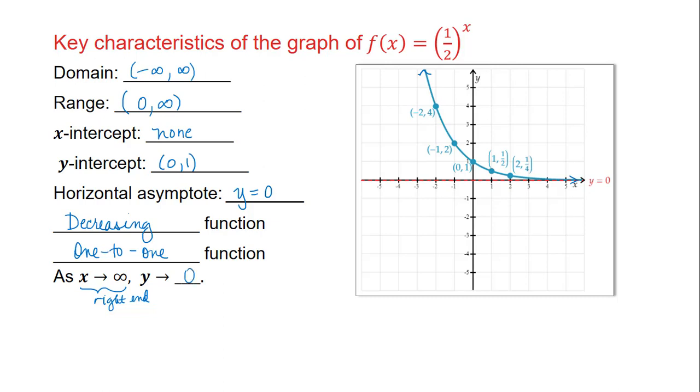If we want to fill in the other behavior, as x goes to negative infinity, well, on the left end of my graph, what is the graph doing? It's going up, infinitely up. So that means that the y values are going to infinity.